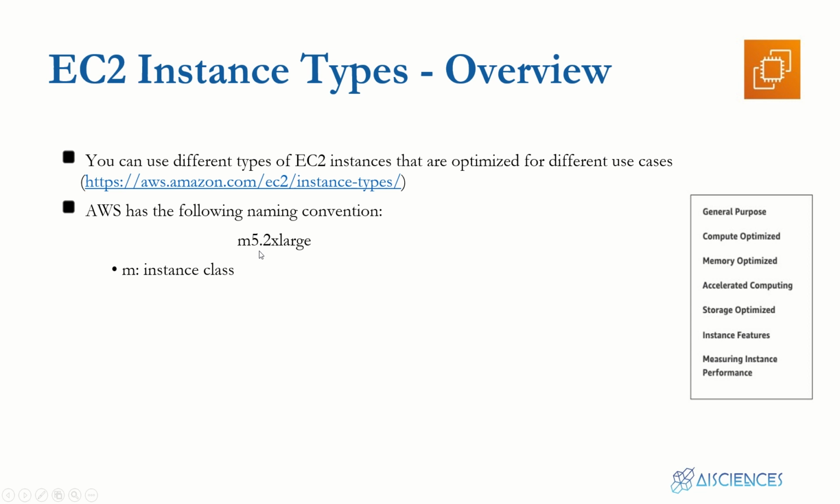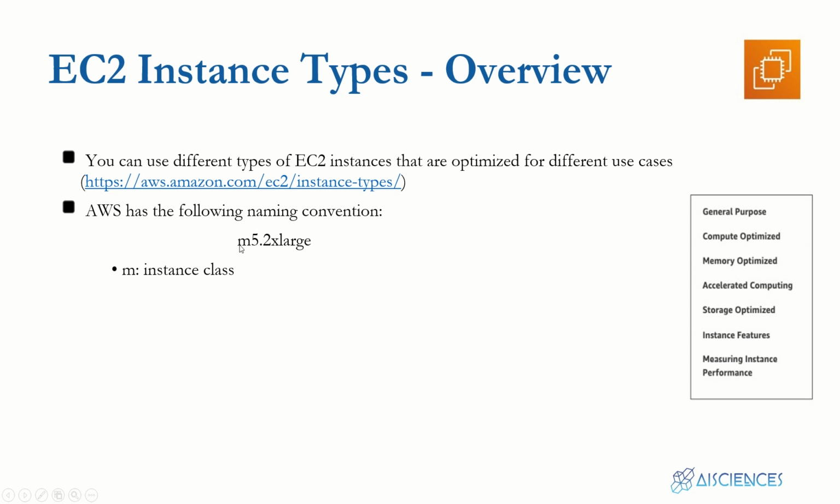Now what does it mean? Basically, generation improves over time. Let's say you have a processor, and it has different generations. It has Intel Core i3, and then Intel Core i5 second generation, third generation, fourth generation, 11th generation, and so on. The same is the case with this 5 over here. It is the generation of this instance class.